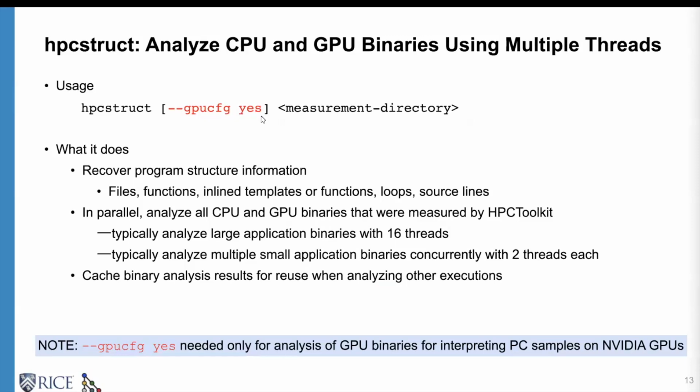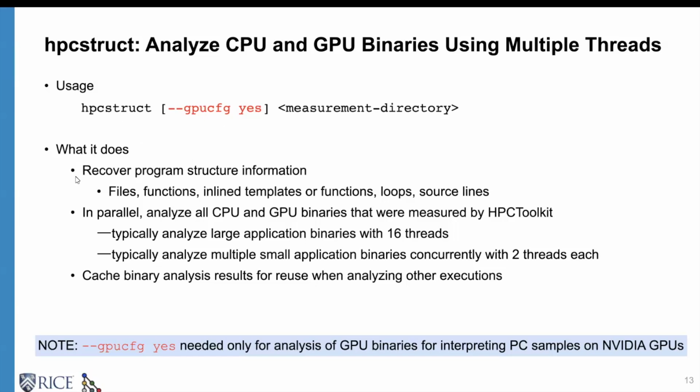There's only one significant option, which is gpu-cfg yes. And this is needed only for NVIDIA GPUs, where we're collecting the PC sampling data. So if you want to actually attribute to loop nests in the GPU, then we actually have to analyze the control flow inside the GPU kernels. With NVIDIA's tooling, they unfortunately didn't give us an API for it, and so we have to use some command line tools under the hood. We're using command line tools to dump it in ASCII and then parse it. That's expensive, and so you only turn this on when you want it.